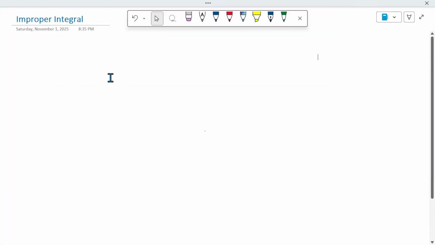Welcome students. Today we are discussing an important topic of calculus, that is improper integral. So first we will understand what an improper integral is.